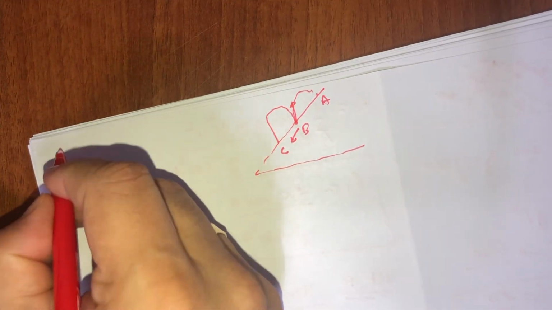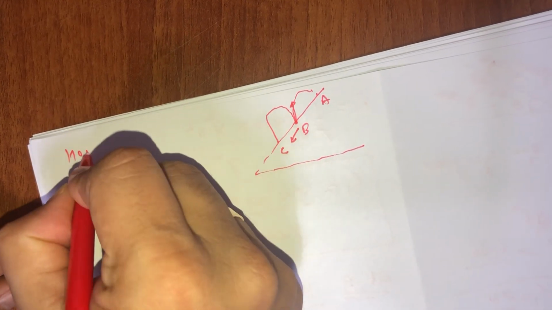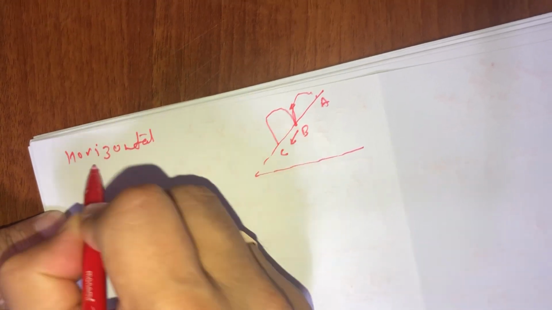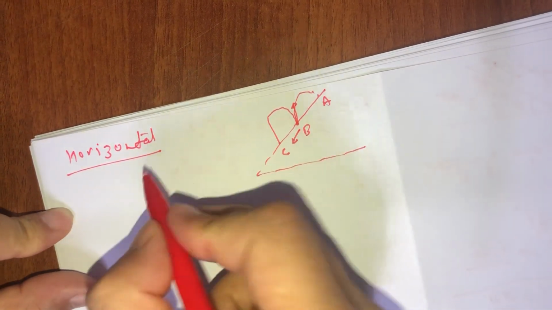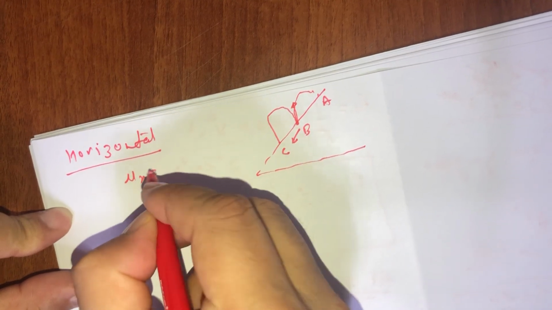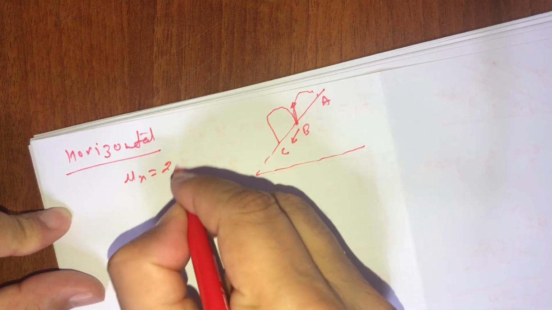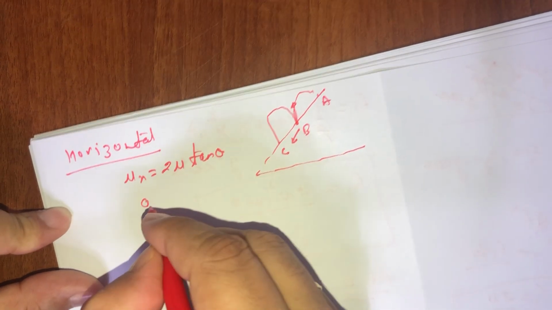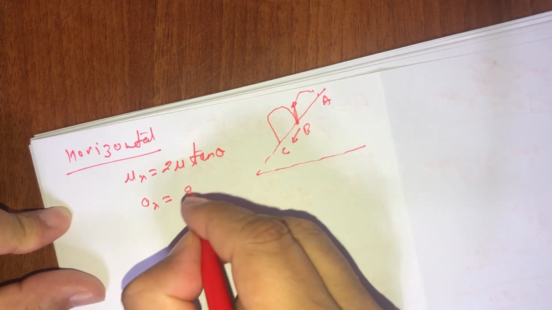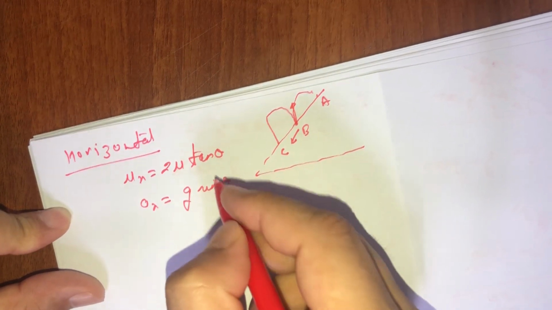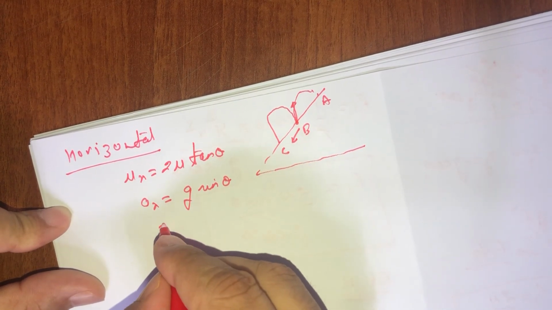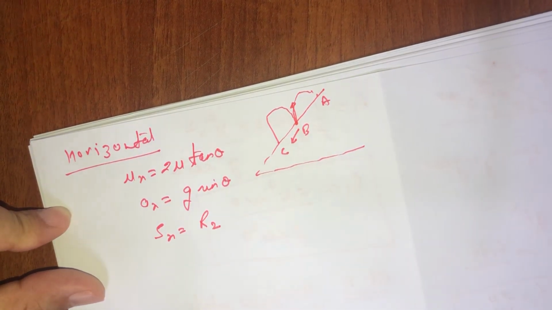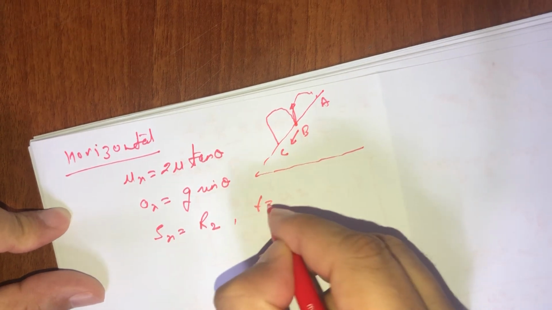First is the horizontal. We have u of x, which we already found out, equal to 2u tan theta. A of x will be equal to g sin theta, and let us suppose the range in the x direction, this is the second one, we call it r2, and the time t will be equal to t1.